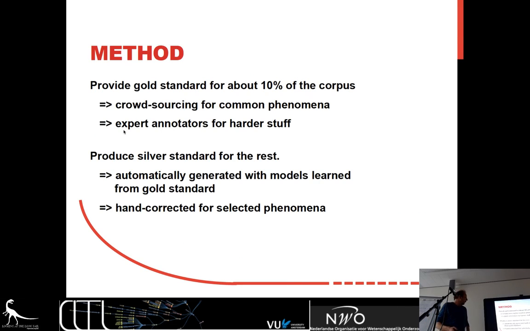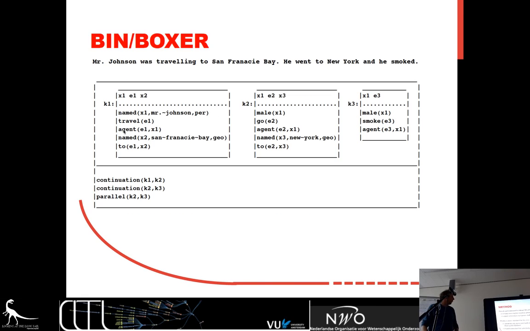Yeah? And so what's the idea? What I want to do is provide a gold standard for 10% of the corpus. I think 10% is not much. No, it's quite a lot. It's almost a million words. Right? And the idea is then to use crowdsourcing for the common phenomena, and expert annotators, people like you and me, to do interesting stuff. And then we produce a silver standard for the rest. So we basically automatically generate meaning representations that the models learn from the gold standards, and we hand correct some phenomena. That's the idea.